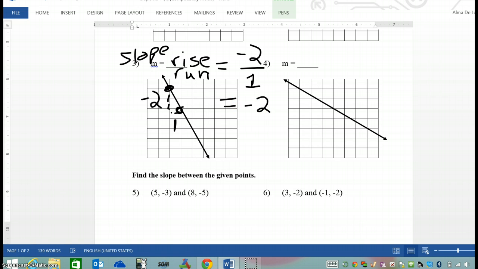So the slope in this case is -2, which makes sense because if I'm looking at this line, I can see that it's going down. And automatically, I know that I'm looking at something with a negative slope. So my answer does make sense. My slope is -2.